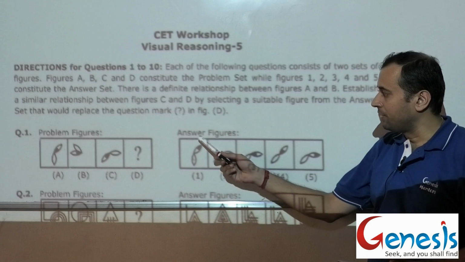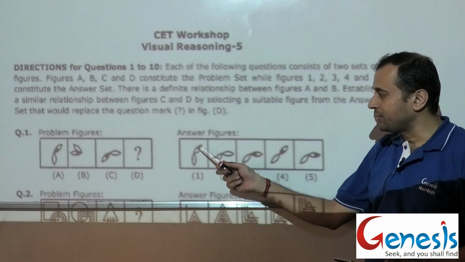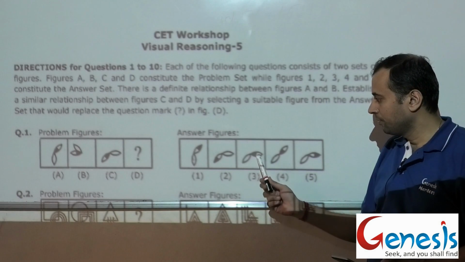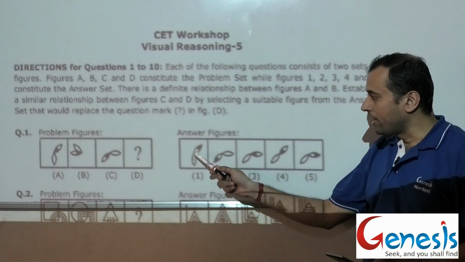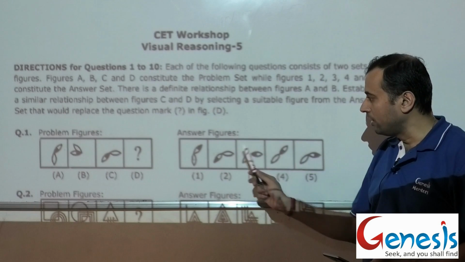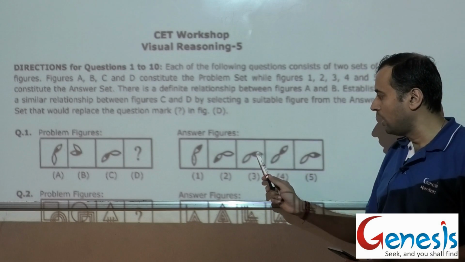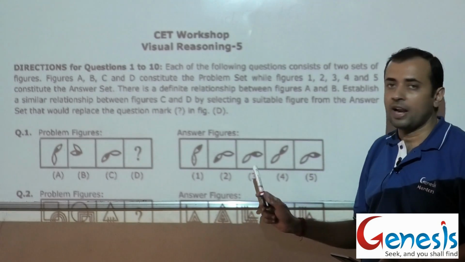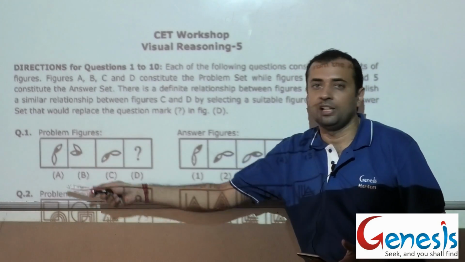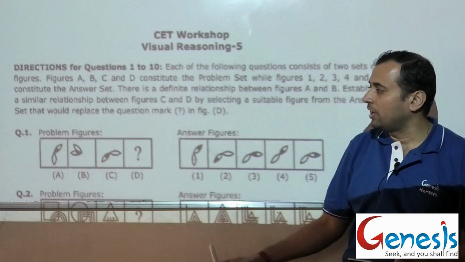The first thing I observed in the answer figures is that either the orientation of this half-shaded leaf is different, or if it is the same, then either the inner part is shaded or the outer part is shaded. So we don't need to concentrate on the unshaded leaf. We need to concentrate only on the shaded leaf. Now let's see what is happening to the shaded leaf.